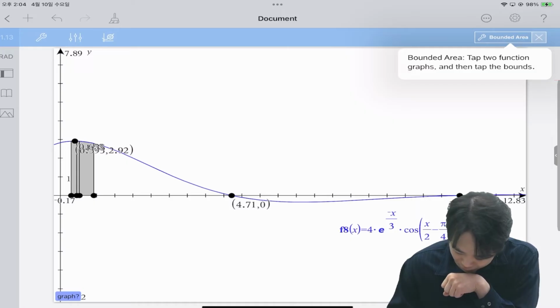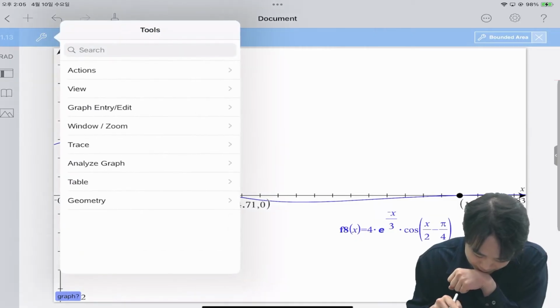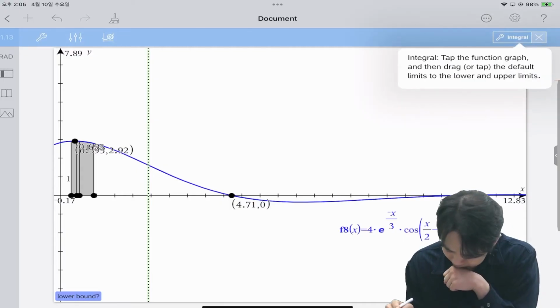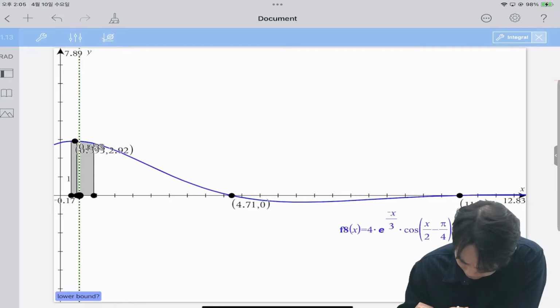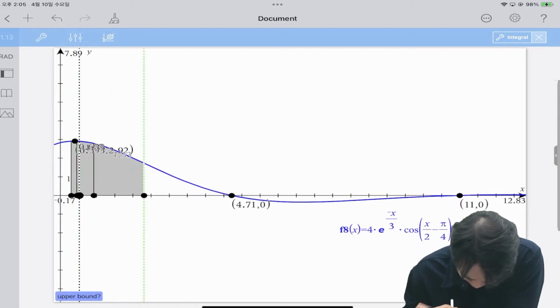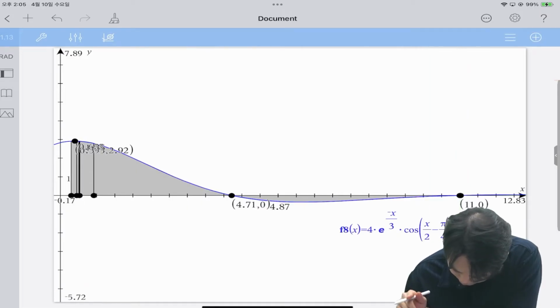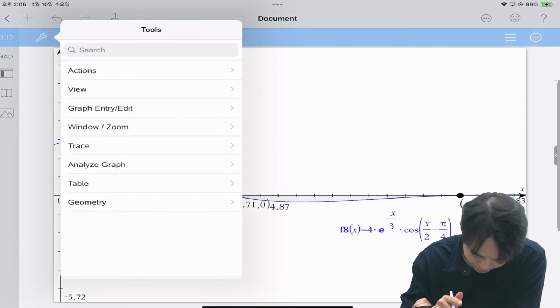Okay, so the bounded area would work for two functions. So I would have to write in y equals 0 there. But I could just do analyze graph, integral, and I would tap my function and basically drag my graph here. But I just want to make sure that I'm at 0. It's kind of hard to see what's going on. But okay, so let me just clear out everything.